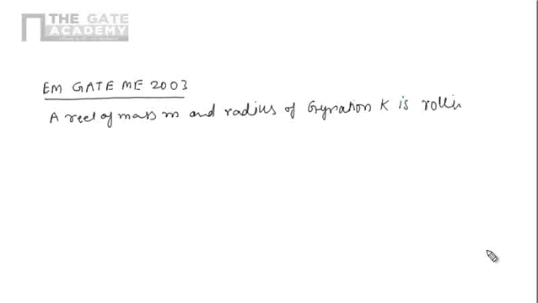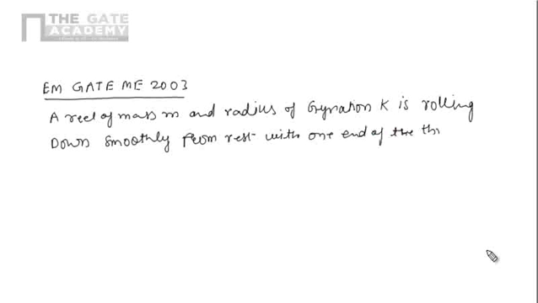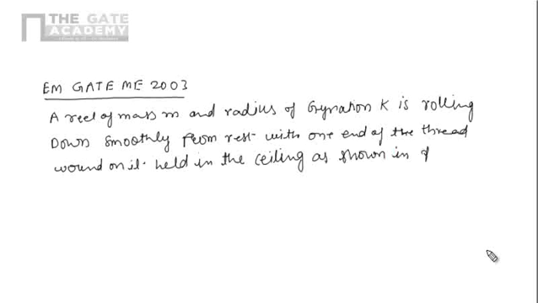A reel of mass m and radius of gyration k is rolling down smoothly from rest with one end of the thread wound on it, held in the ceiling, as shown in the figure.